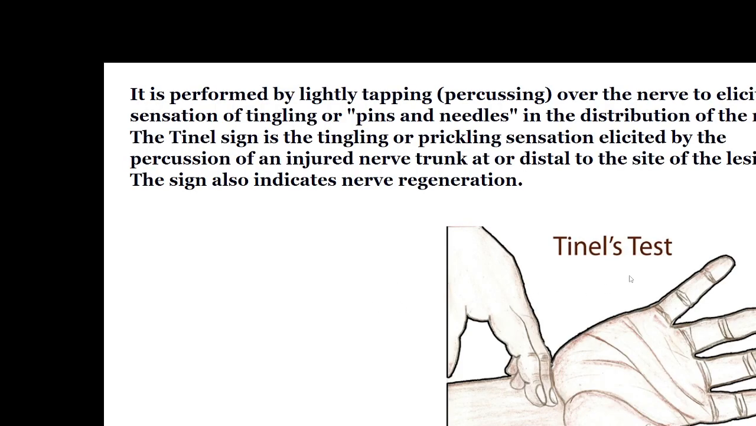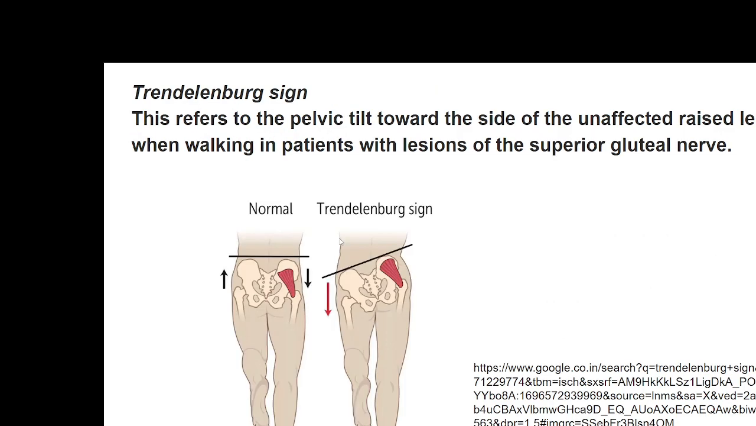Then Tinel sign is another sign where percussing or hitting upon the nerve elicits a tingling sensation or pins and needles-like feeling in the distribution of the nerve, and that is called the Tinel sign, which is also a sign of a regenerating nerve. If there is nerve damage and axons are regenerating, at that time the patient may have a pins and needles, pricking type of feeling at the area when there is some pressure or hitting on the area.